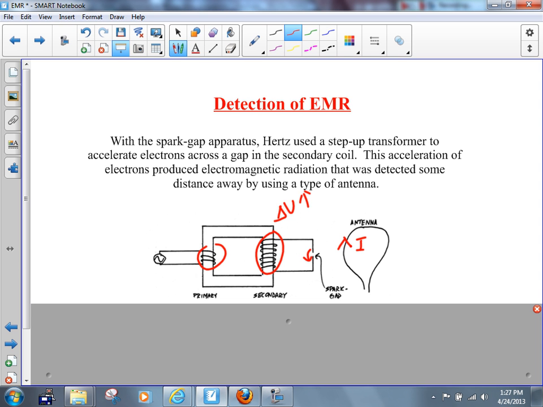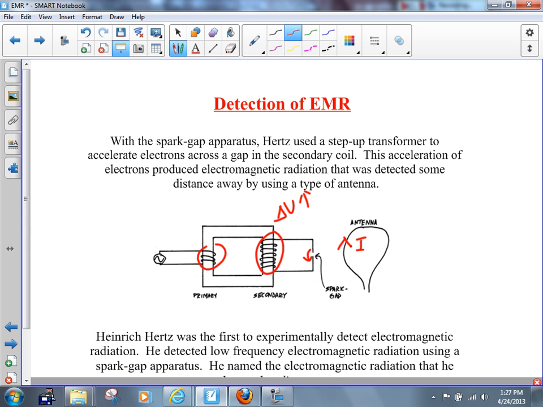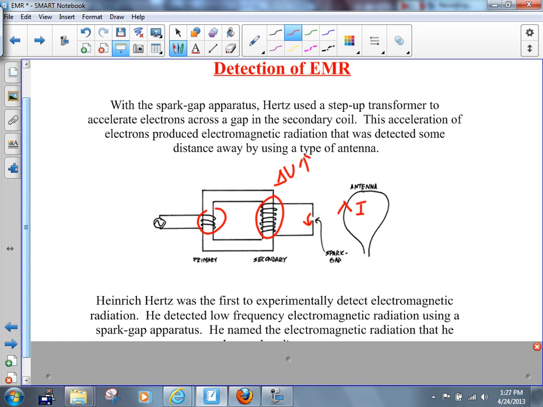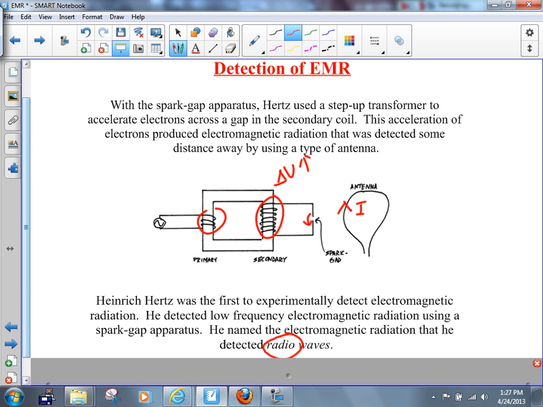The type of EMR that he detected first, he named radio waves. Radio waves, as you know from the video that we saw yesterday and today, are the smallest frequency EMR. The reason that he detected those before he detected anything else is because they're the easiest to make. He wasn't intentionally making radio waves. He made the easiest kind of EMR that he could. They just happened to be these low-frequency EMR waves, and he named them radio waves. Okay, now you can write this down.